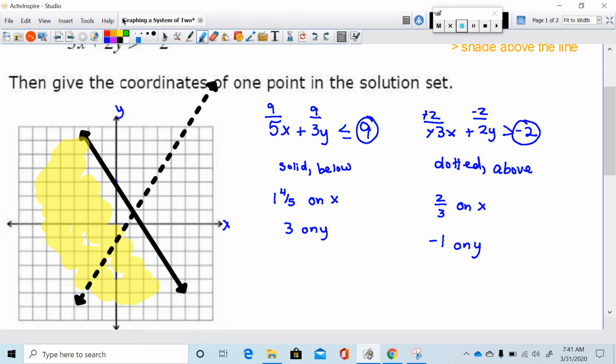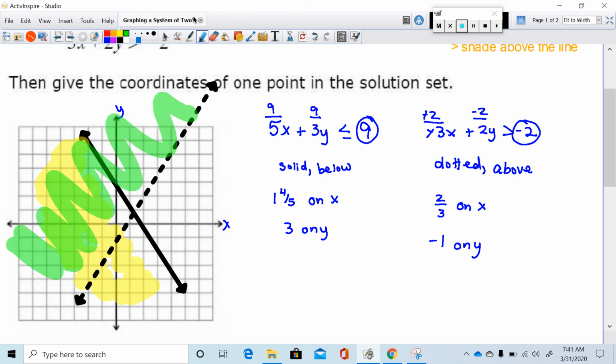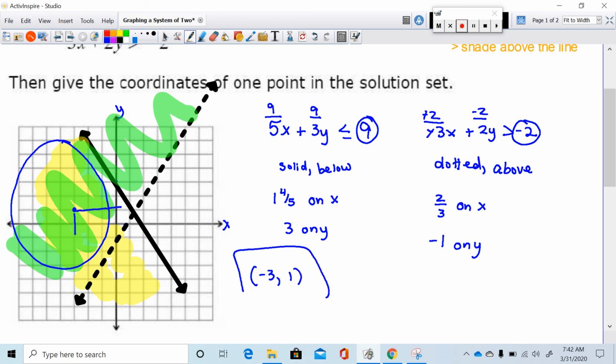And I'm going to color above that line, or on top of that line. So this region where you see the colors overlap goes off to the left into infinity. That's the solution region, and you want to give a coordinate of 1 point in the solution set. So any of these points in here, I'm just going to pick a random point. On the x-axis, that's 1, 2, negative 3. And going to the y-axis, that's at a positive 1.